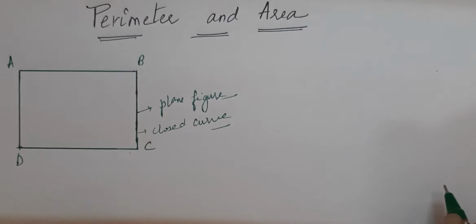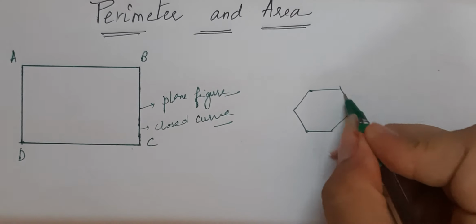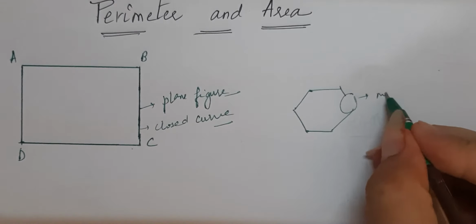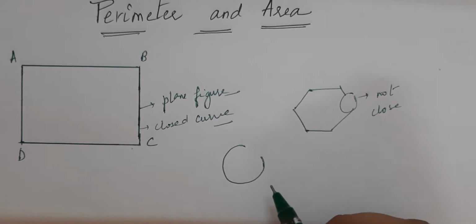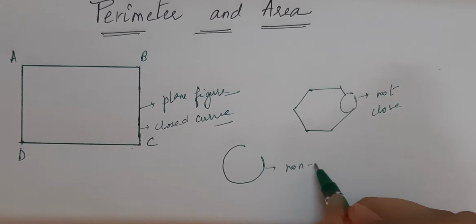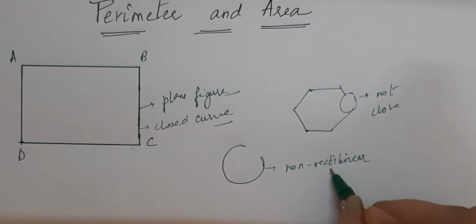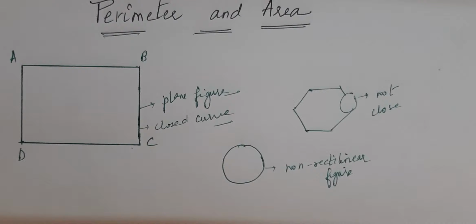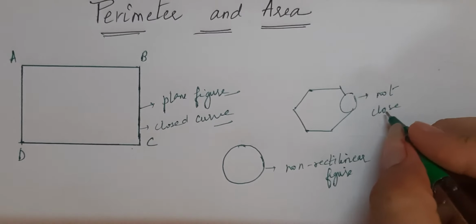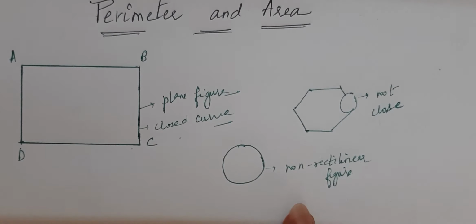But suppose I have taken some figure like this, which is not closed, so it's not a closed figure. If I take it like this, it is a non-rectilinear figure. Or if I close it also, this is a closed curve, this is not closed, this is a non-rectilinear figure.